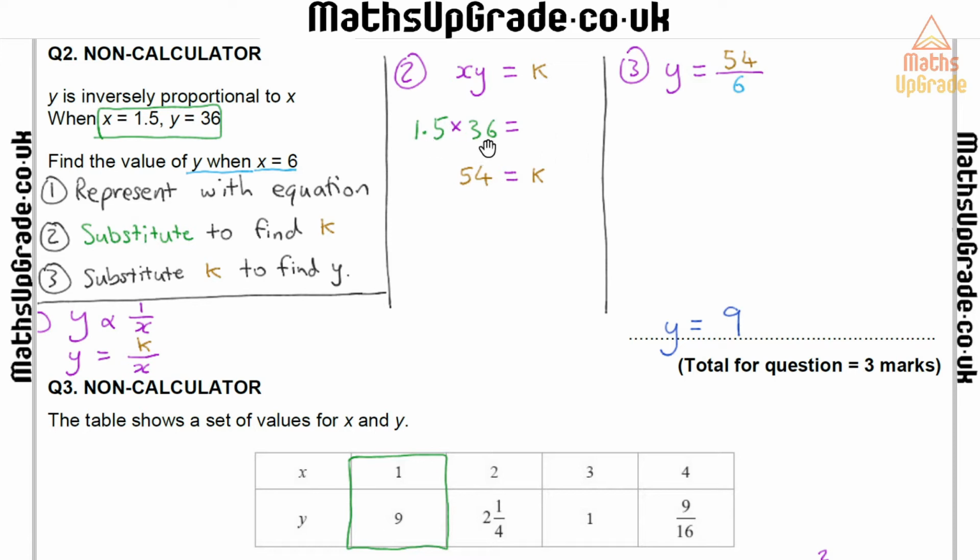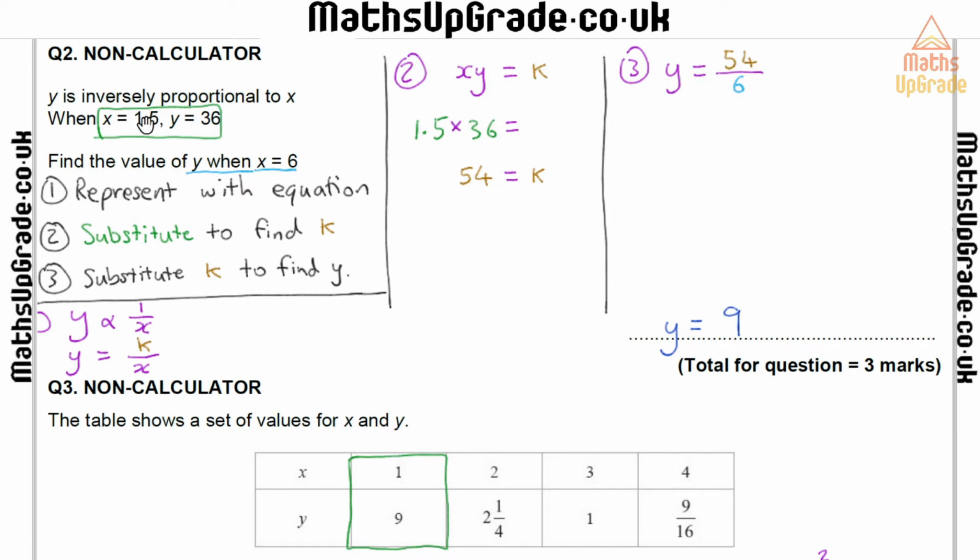So 1.5 times 36. So I can find 1 times 36, which is 36, 2 times 36, which is 72. So I need to find halfway between 36 and 72, which is 54. So k equals 54 without a calculator. Now I'm going to substitute this into this equation here. So y equals 54 divided by x, and x equals 6, so 54 divided by 6, which is 9. So y equals 9.